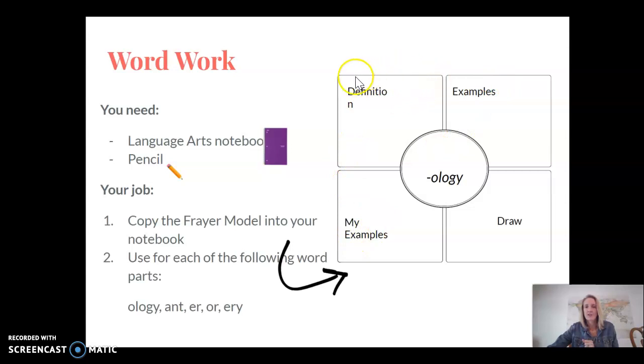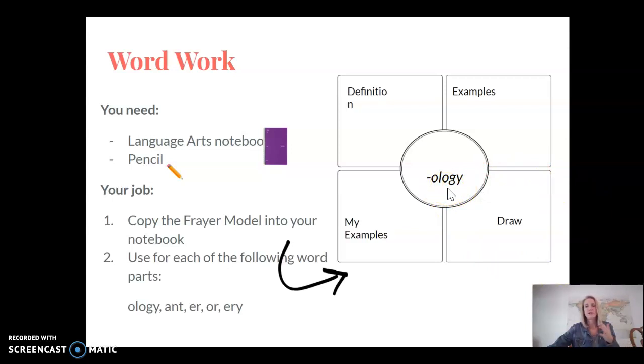Okay, so your first box has definition, and you should use at least half the notebook page to draw this, so your boxes are big enough to write in. Right, so you need definition in the upper left, then examples, my examples. Remember, good learners connect to their own life. And then you'll have a drawing that represents this word part, ology.